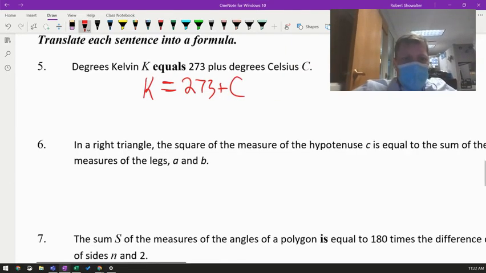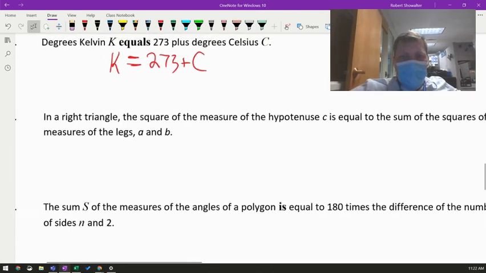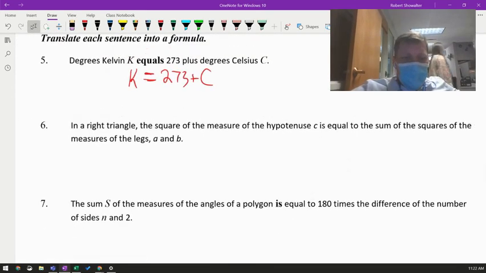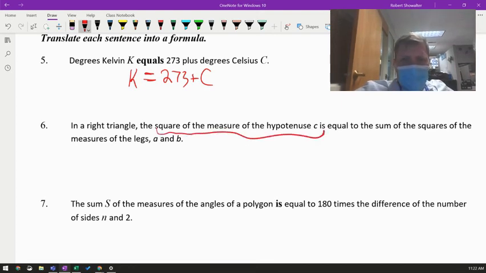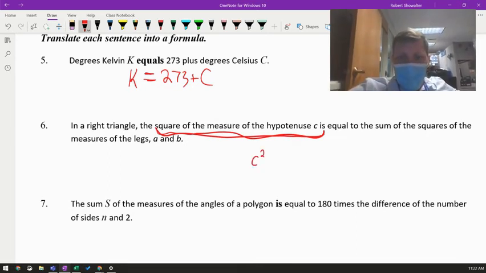All right, number 6. In a right triangle, the square of the measure of the hypotenuse C is equal to the sum of the squares of the measures of the legs A and B. What? Don't read it all. I mean, read it all at once and then break it apart. On the right triangle, okay, we have some context associated with the right triangle. So we know stuff about that probably. The square of the measure of the hypotenuse C. So C squared is equal to the sum of the squares of the measures of the legs. The sum, add, the squares, that's squared, second power, of the measured legs A and B.